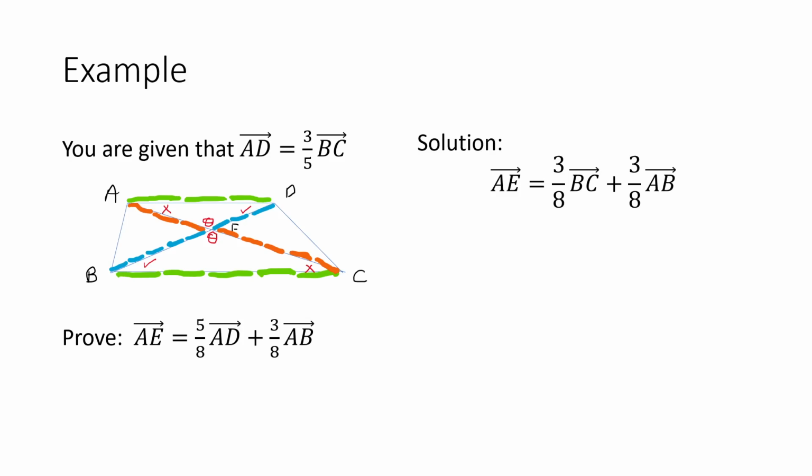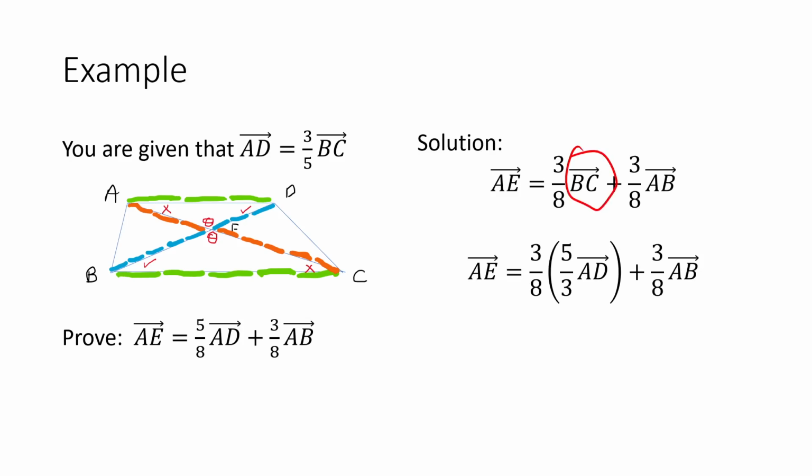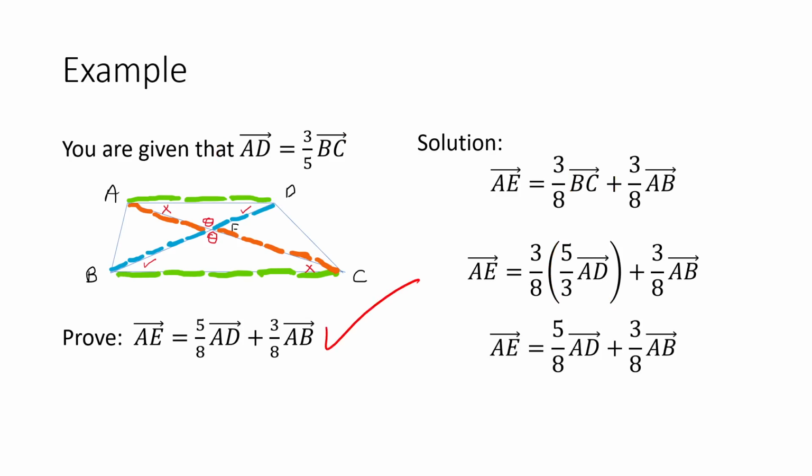So instead of saying what we have here, 3/8 of BC plus 3/8 of AB, let's call it 3/8 of 5/3 of AD. BC is equal to 5/3 of AD from that statement right there. And then multiplying 3/8 times 5/3, you get 15 over 24, which is 5/8. And we get the thing that we were asked to prove, that AE is equal to 5/8 AD plus 3/8 AB. There you go. And we get a smiley face because we definitely earned it.